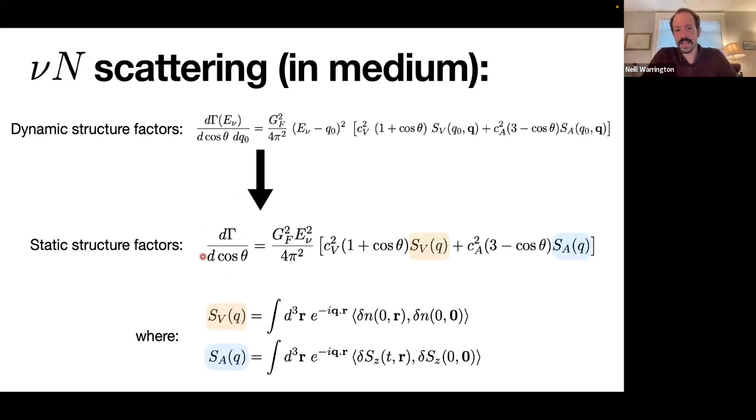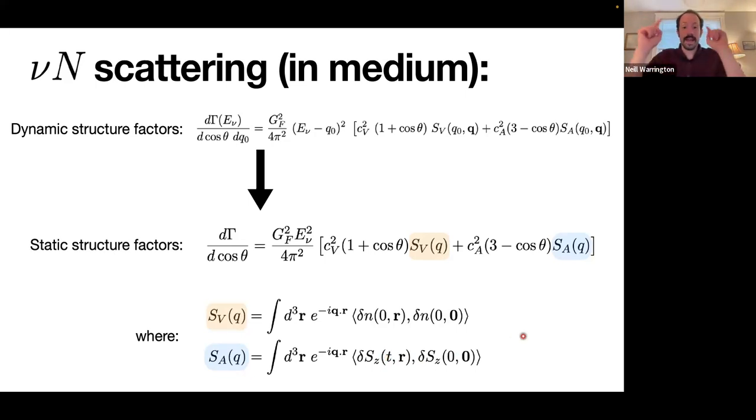So the differential scattering rate into an angle theta for an elastic scattering process is given by this, where instead of dynamic objects with Q0, we have static objects where there's no Q0. So it's still the same form, though. It's just different objects appear. The static vector structure factor is a spatial Fourier transform of a density-density correlator. And the axial static structure factor is a spatial Fourier transform of a spin-spin correlator. I accidentally left a T here. Should not be here. This is an equal time correlator.